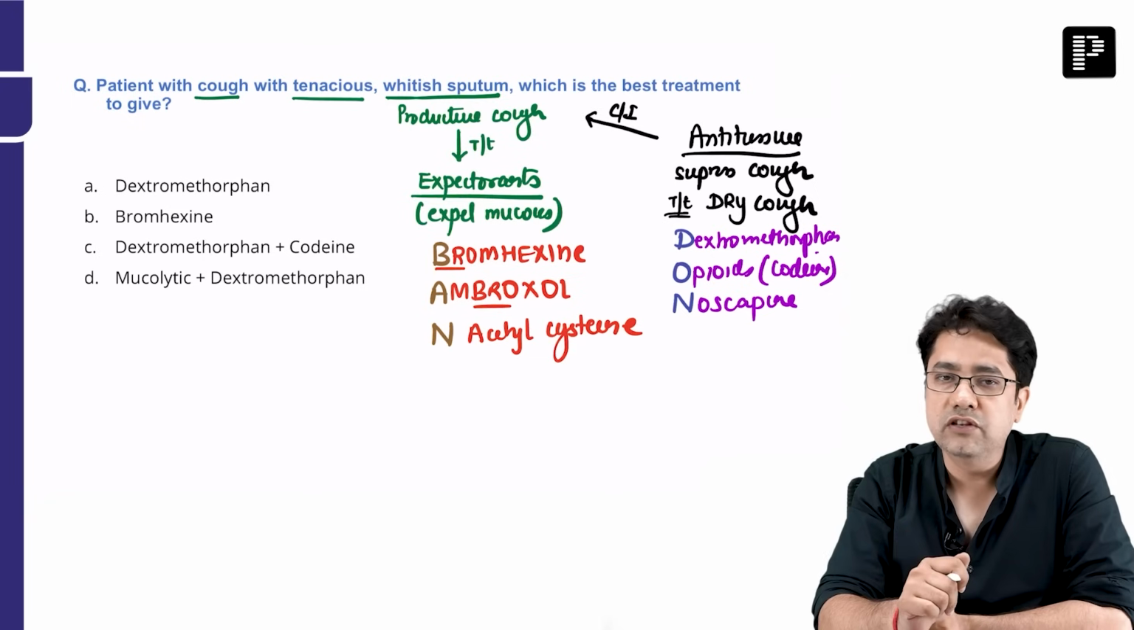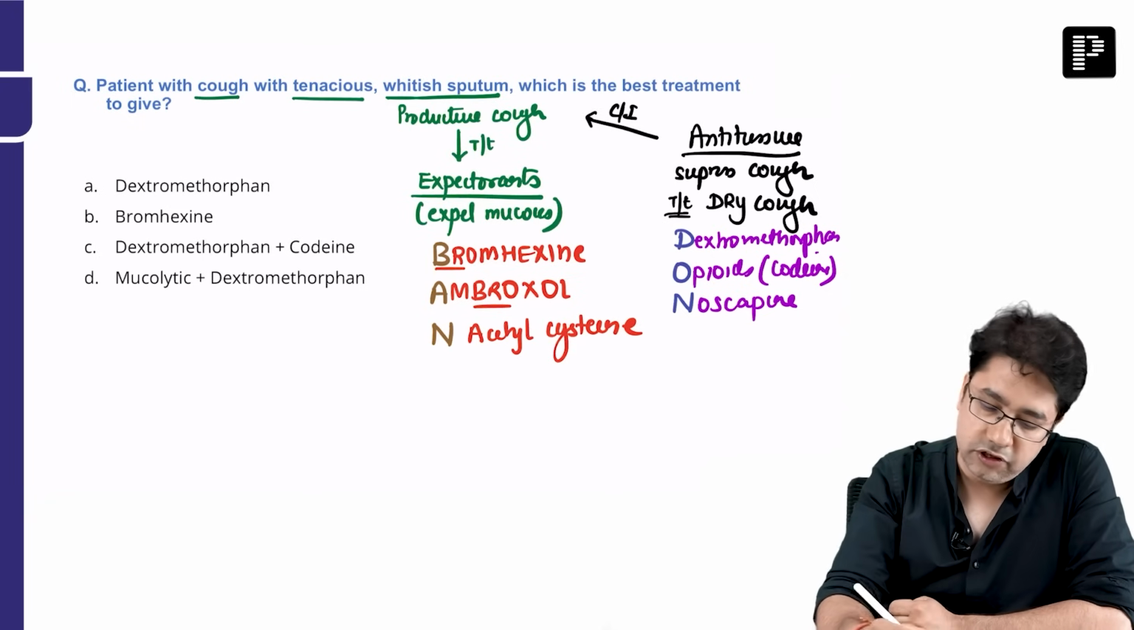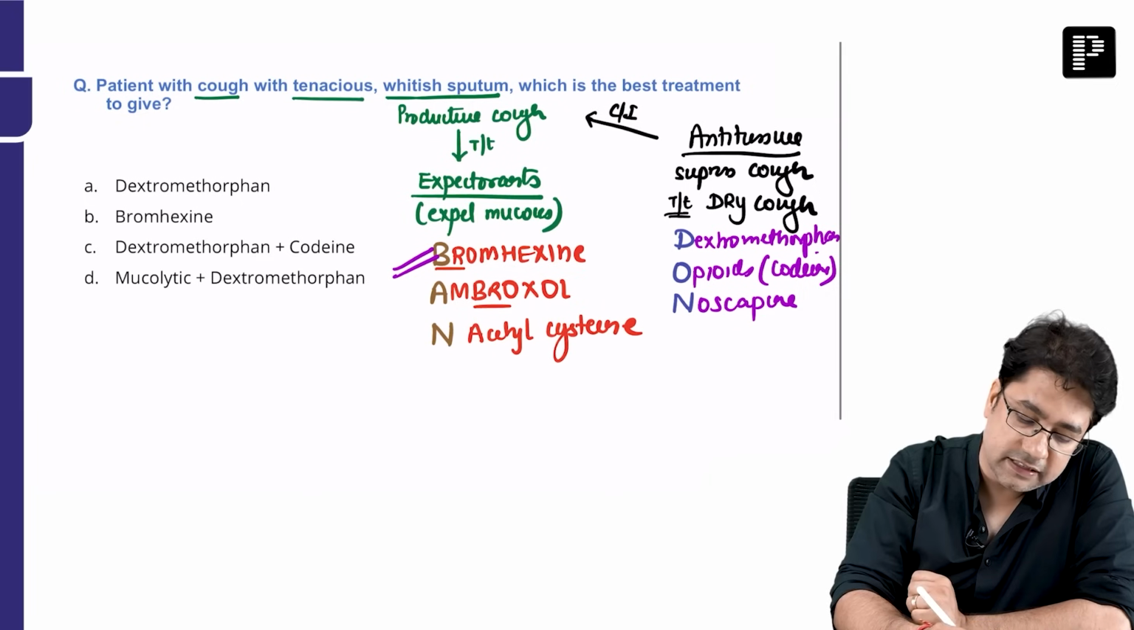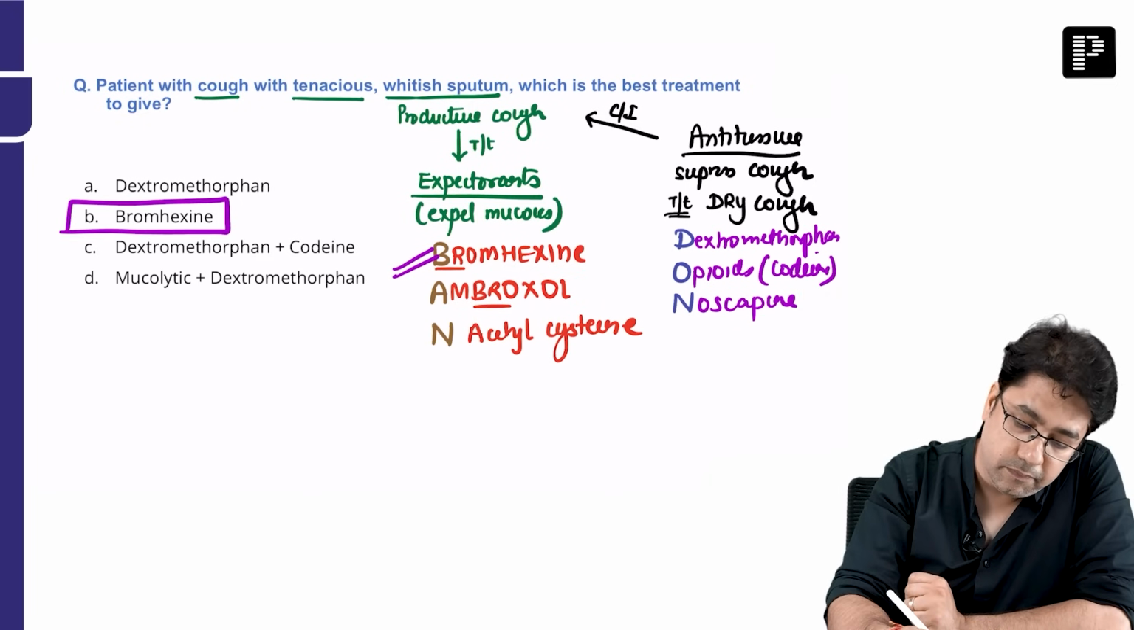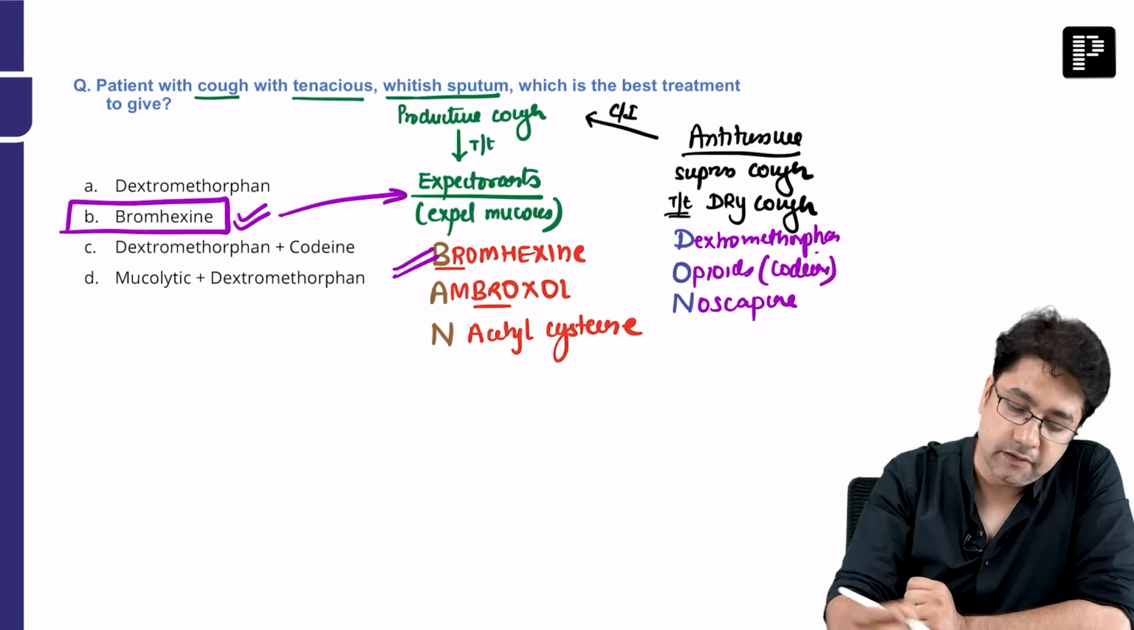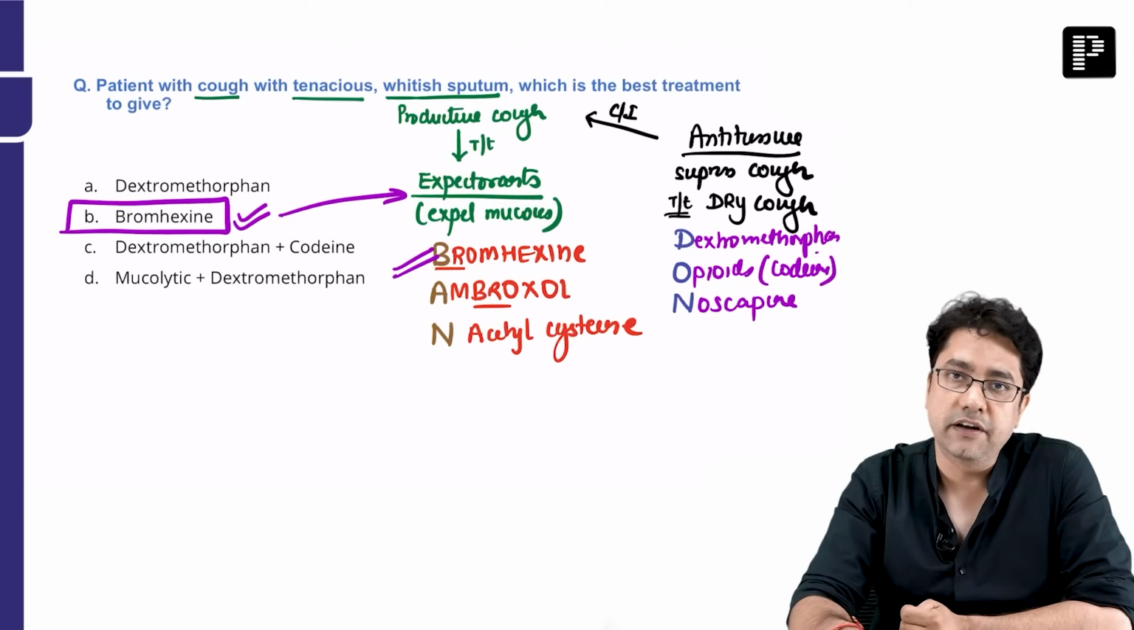So can you tell me what will be the best answer out here? We should only give bromhexine in our patient. Only and only expectorant must be given because the patient is having productive cough.